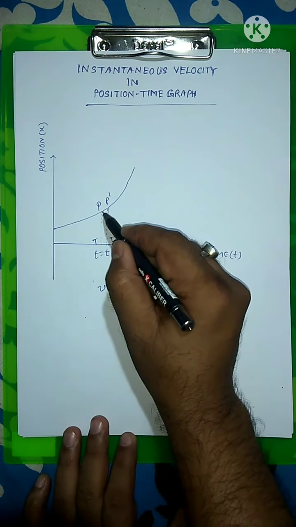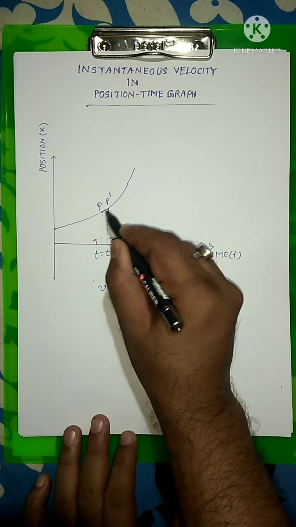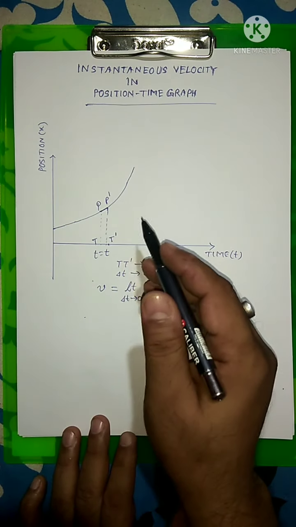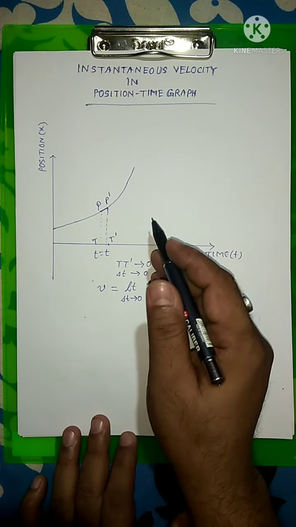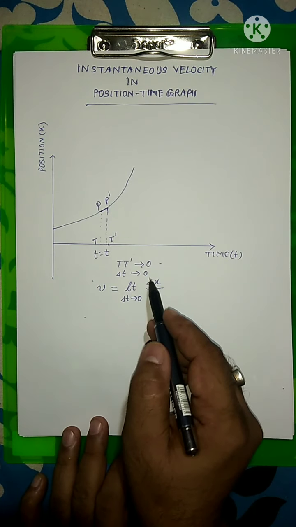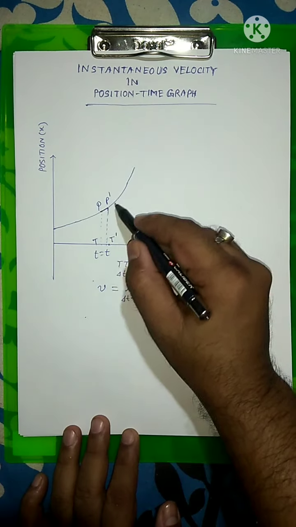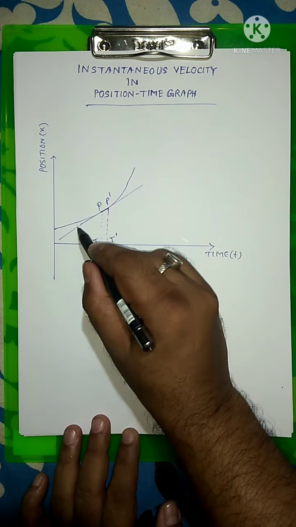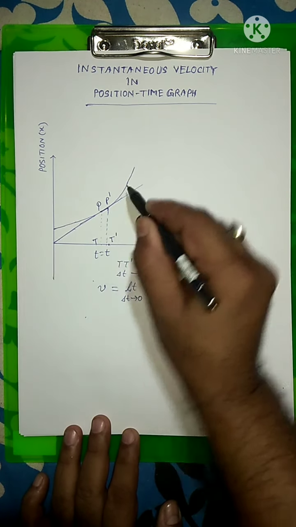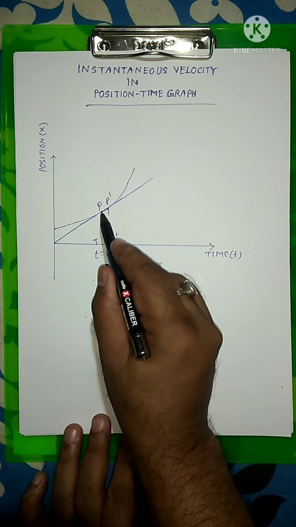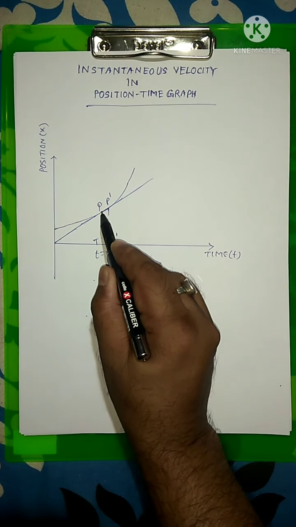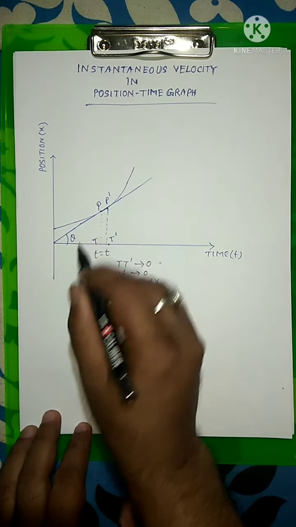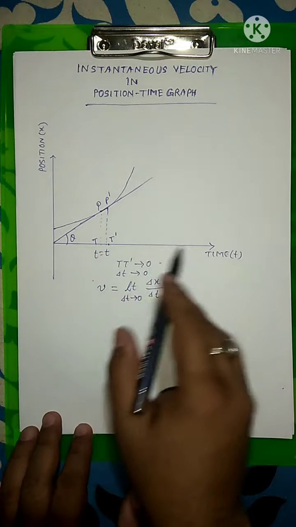The join of P and P dashed is the chord PP dashed. But chord PP dashed is not identifiable as delta t tends to 0. If we produce PP dashed on both sides, we get the tangent drawn to the curve at point P. And let this tangent make an angle theta with the positive direction of the time axis.